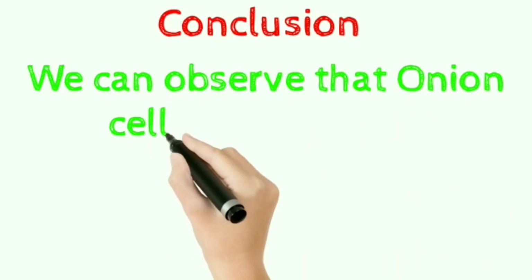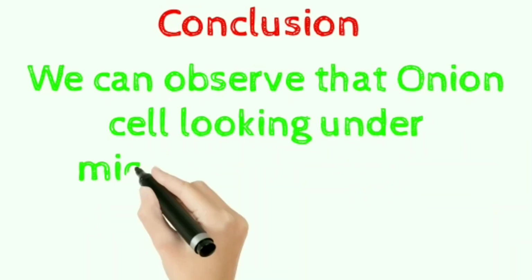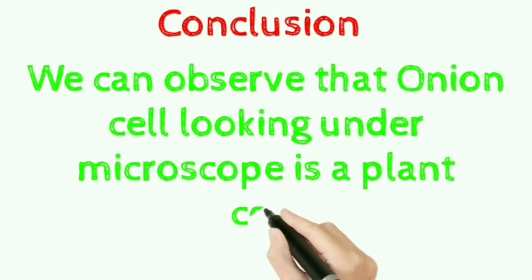Conclusion. We can observe that the onion cell looking under the microscope is a plant cell.